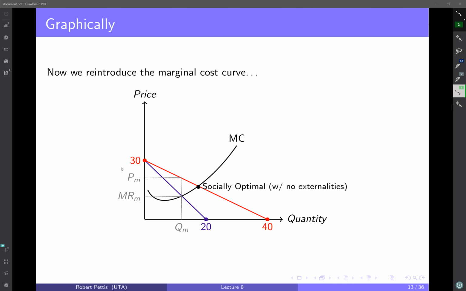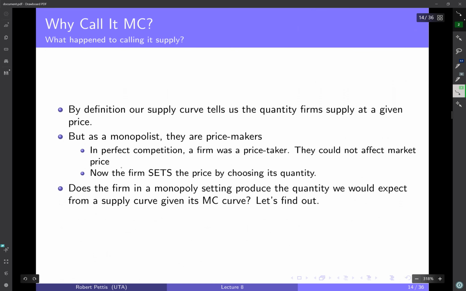All right, so now let's see what else we can learn from our monopoly curves. So next thing we're going to do is reintroduce the marginal cost curve. You may remember that we derived the supply curve from the marginal cost curve. Here we're just calling it marginal cost curve, and we'll talk about exactly why that is in just a minute.